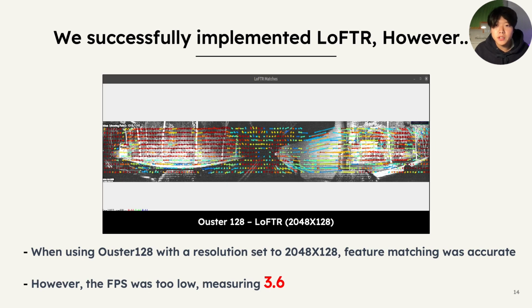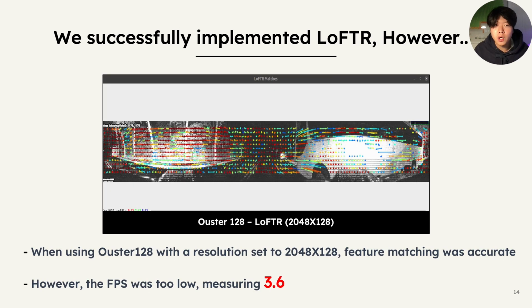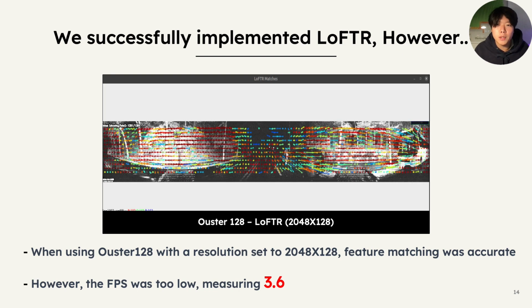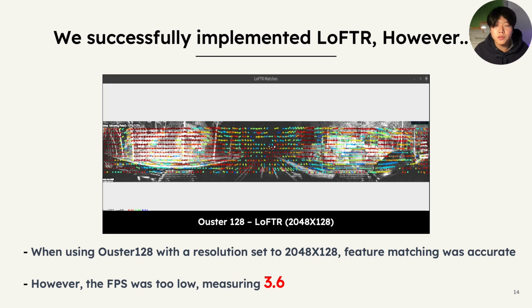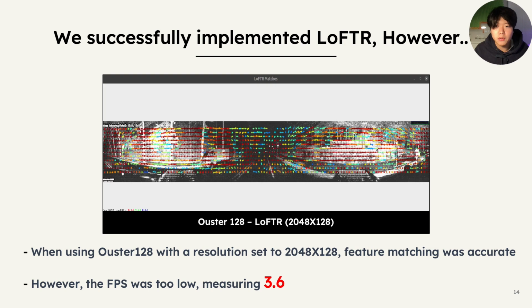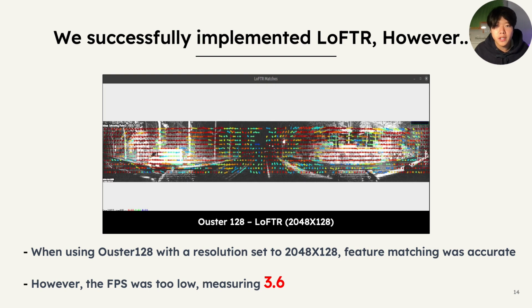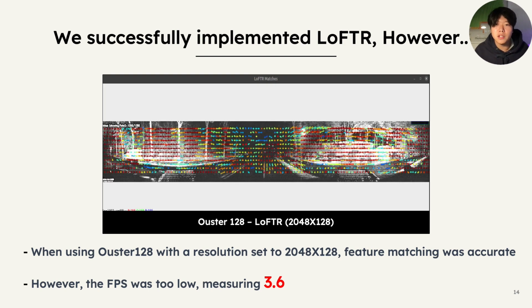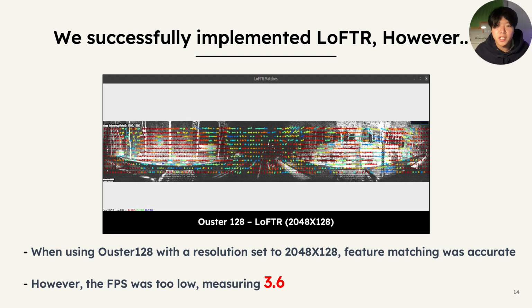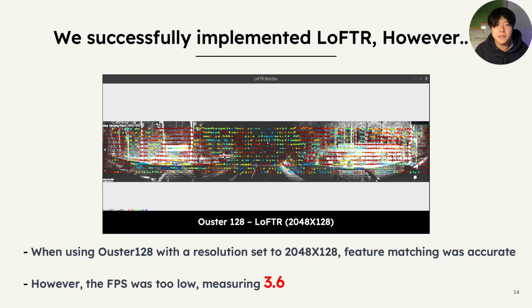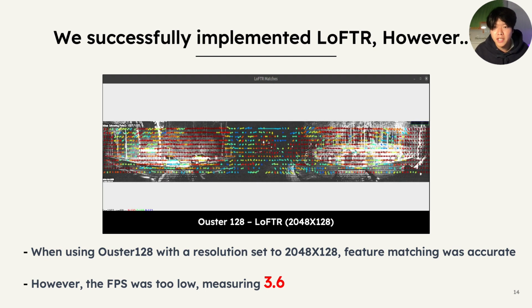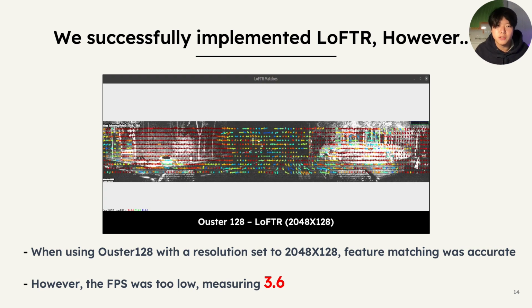We thought after correcting this issue, it would go on smoothly, but then we bumped into another one. When using Ouster 128 with a resolution set to 2048 by 128, as you can see in this video, feature matching was accurate. However, the FPS, which is frames per second, was too low, measuring 3.6.